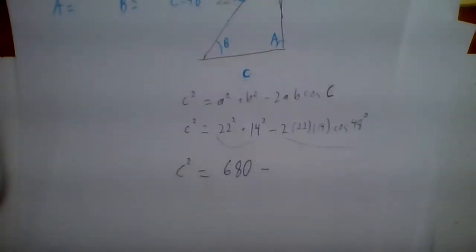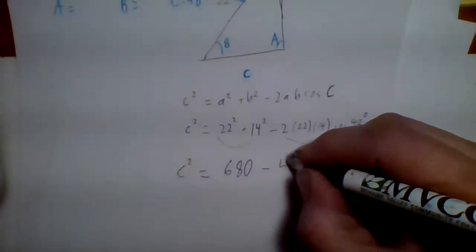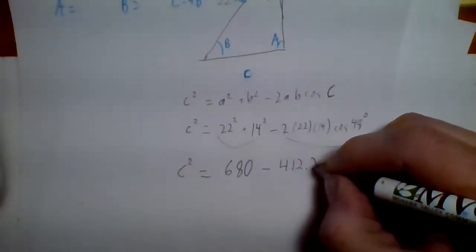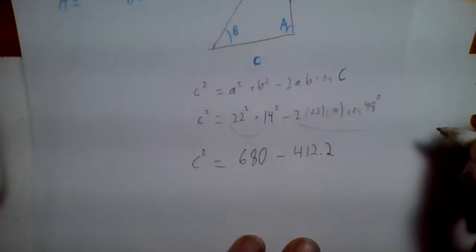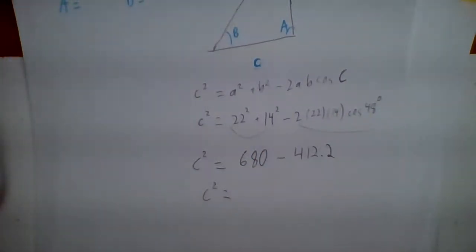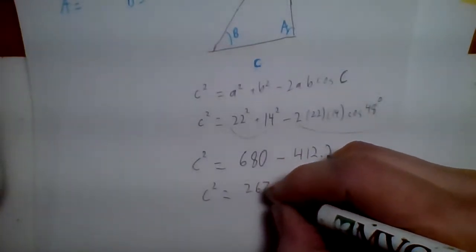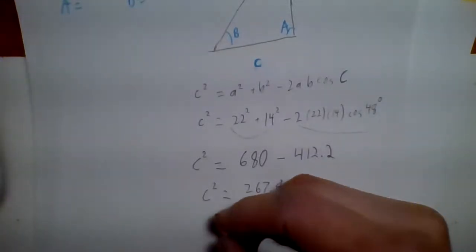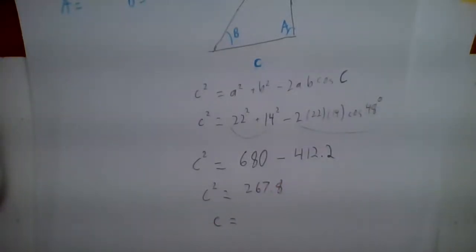That part comes out 412.2 approximately. I'm rounding that. This is going to come out positive, as it should here. C squared equals, I will do the subtraction there. I get 267.8. So C has to be the square root of that.